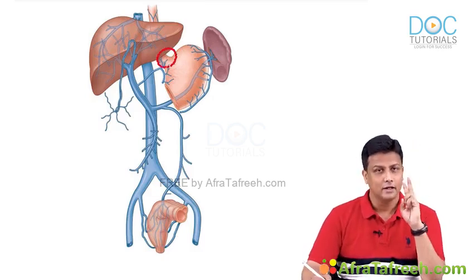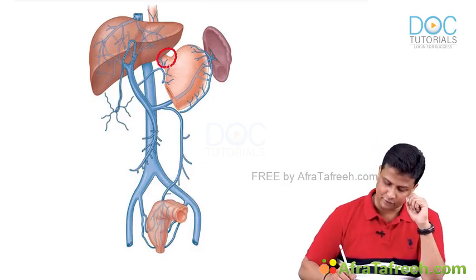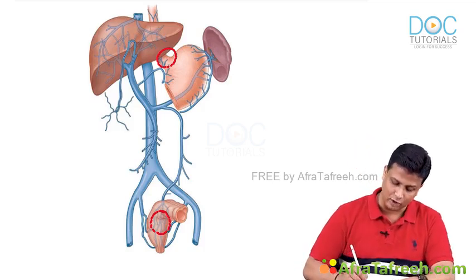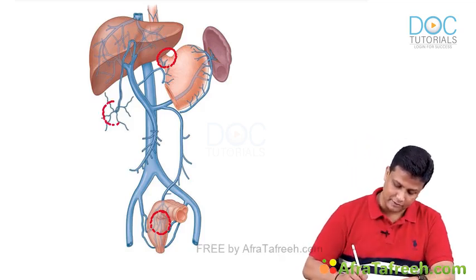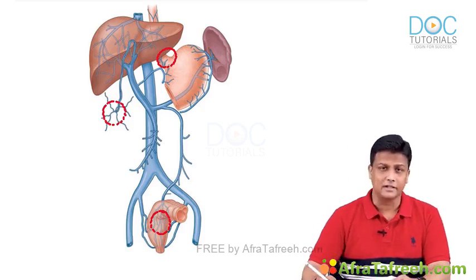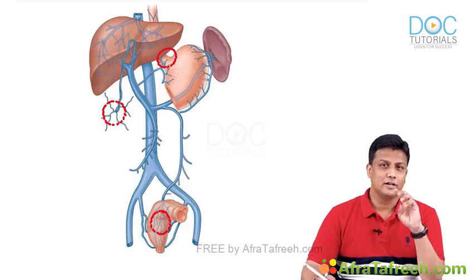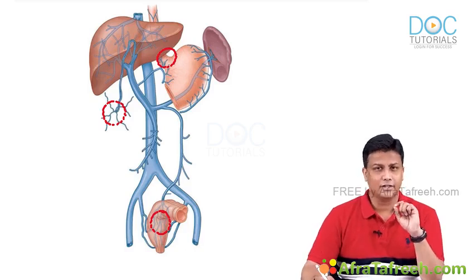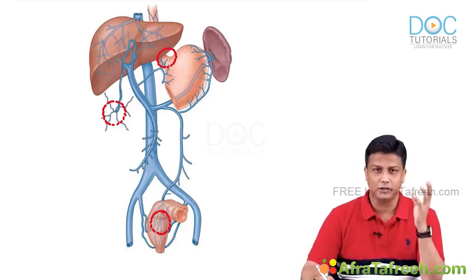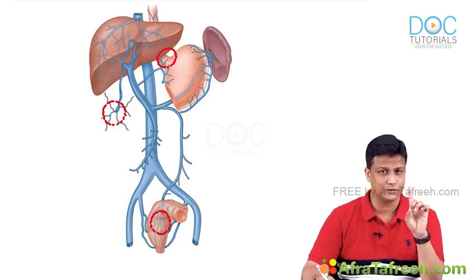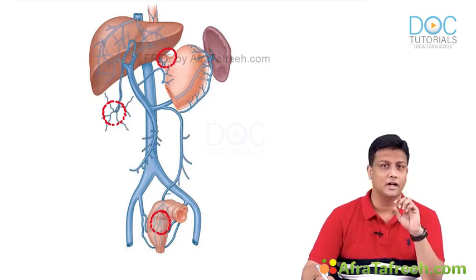Number 2, this anastomosis will be formed at the rectum. And number 3, the portocaval anastomosis will be formed at the anterior abdominal wall, around the umbilicus, of course. So there are 3 important sites that you have to at least remember for your exams. You don't have to worry about all the portocaval anastomosis sites. At least these 3 sites you have to remember: esophagus, the rectum, and the umbilicus.